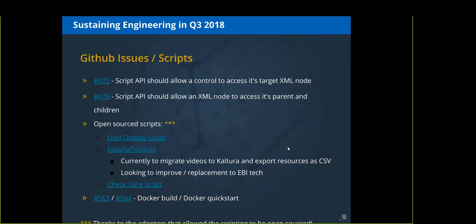In terms of what we were able to cover in sustaining engineering in Q3, we were able to enhance EQUELLA with some of the scripting API objects. So through the scripting API, you can now have a control access its target XML node. And you can also traverse the XML structure to access its parent and its children. This came up through an open source subscriber ticket.